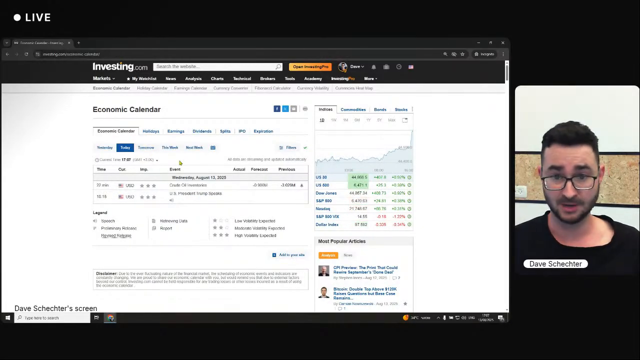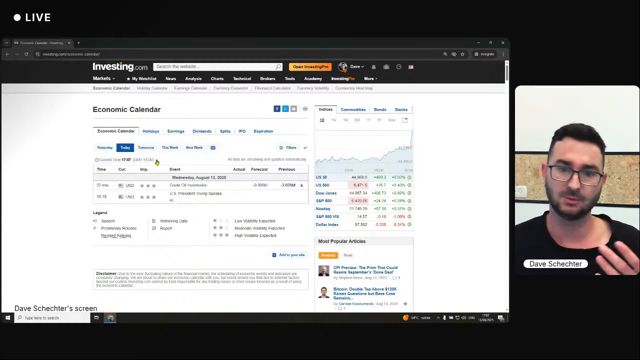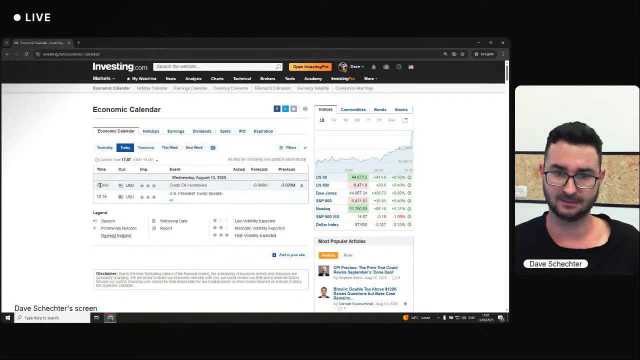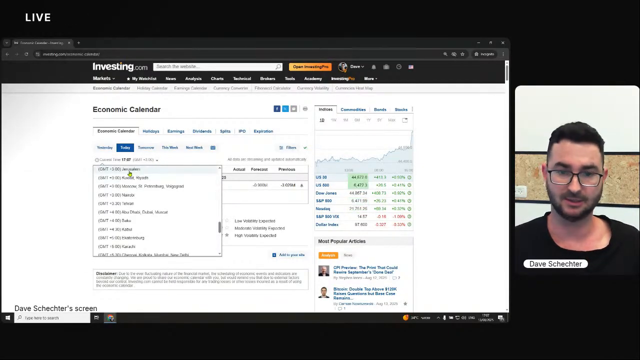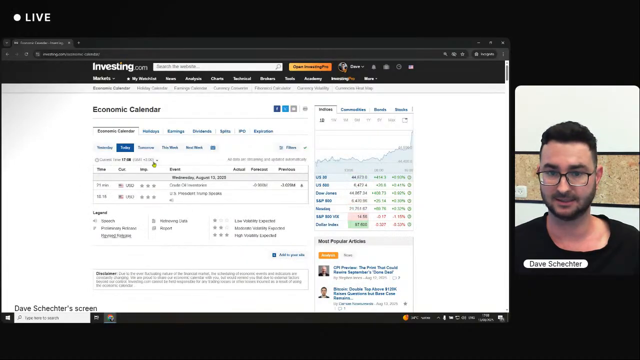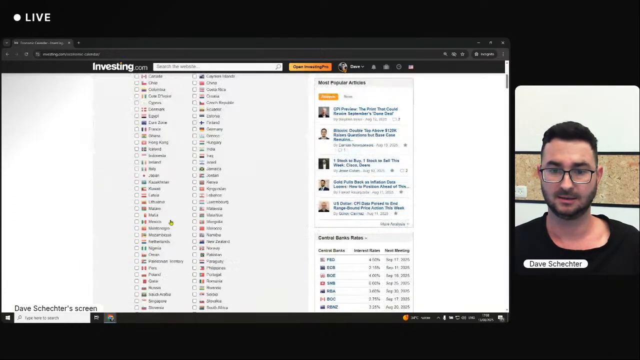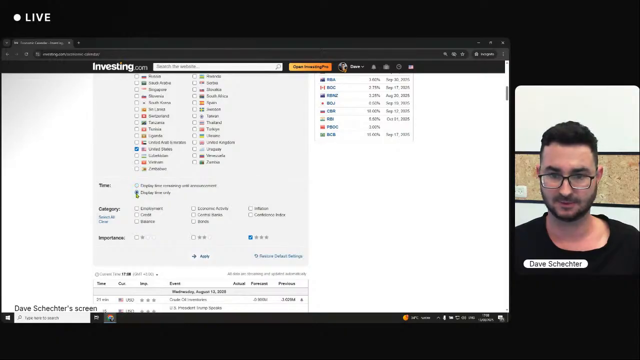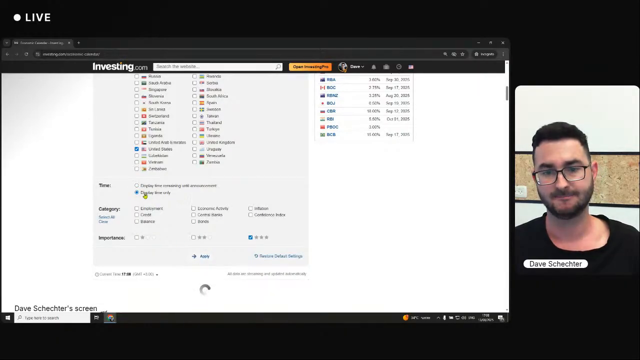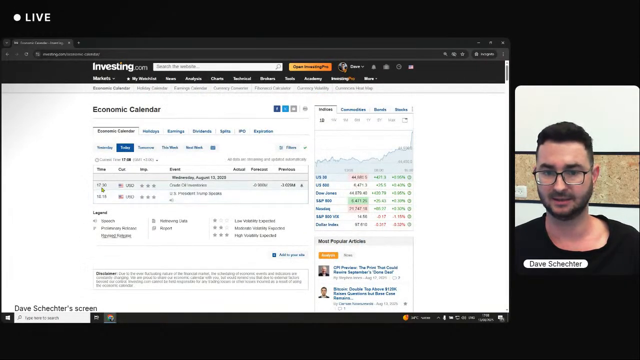Another handy tool over here, and this goes back to how you want the announcement time to be curated for you, is selecting your particular time zone. I'm currently based in Tel Aviv, so I'm going to select GMT +3, and then if I wanted to change this to the actual hour that this announcement is going to be released, I would just set it to display time only, and then it will dial that in for me.